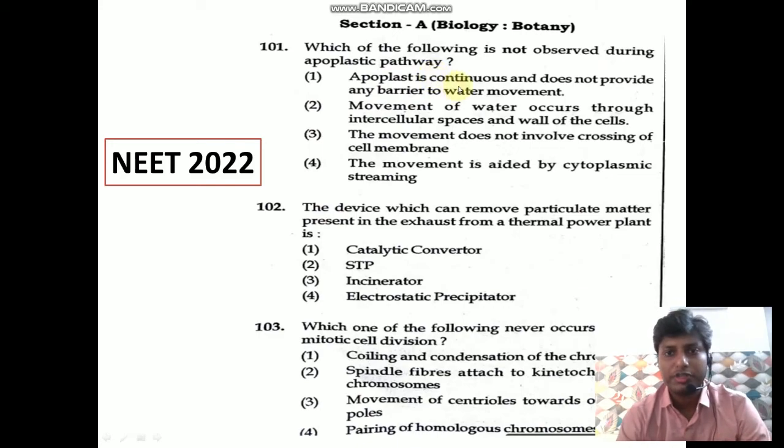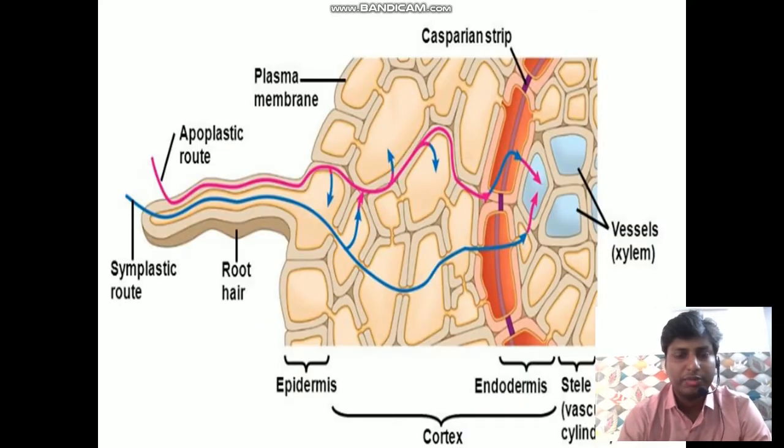the first option, which says that it is continuous and does not provide any barrier to water movement, is absolutely right, because if you notice in this image, there is no barrier to the movement of water in the apoplast. The water is continuously traveling through the intercellular space, right?